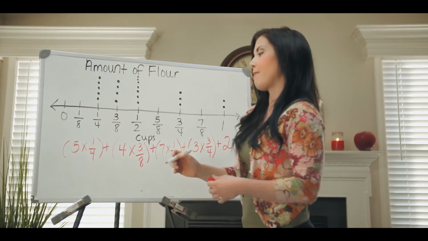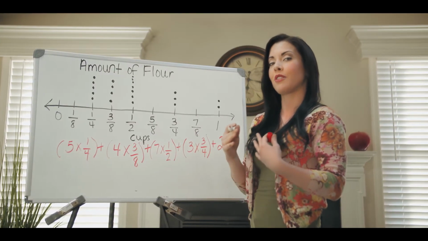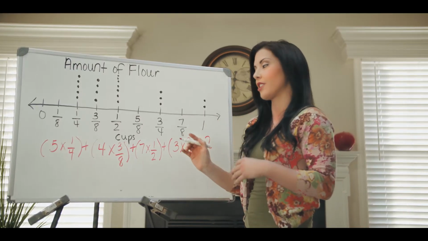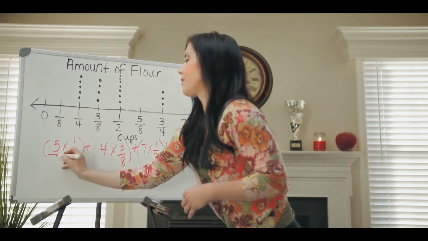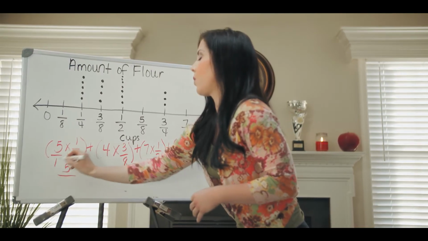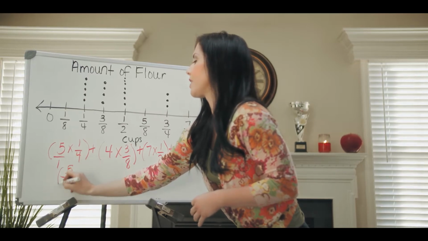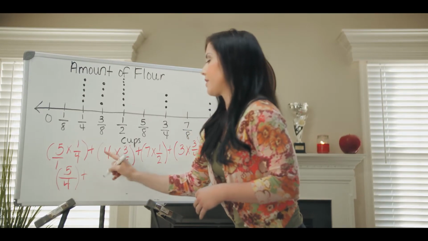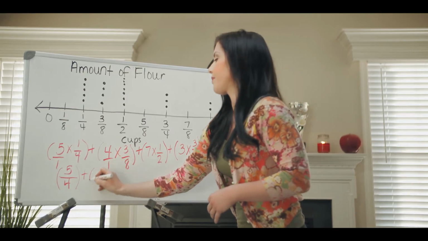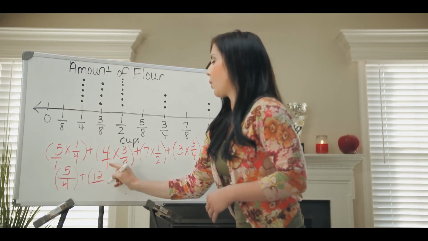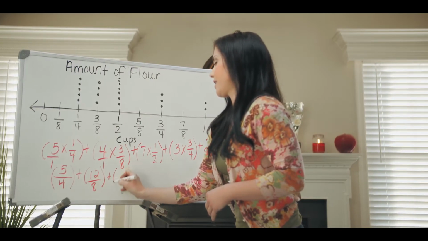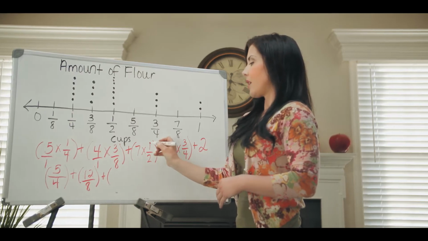Here we go. Remember, to multiply a whole number times a fraction, we have to put the whole number over 1 and then multiply straight across. Here we go. Put 5 over 1. 5 times 1 is 5. 1 times 4 is 4. Plus 4 times 3 is 12. Good. 1 times 8 is 8. Nice work. 7 times 1, straight across.